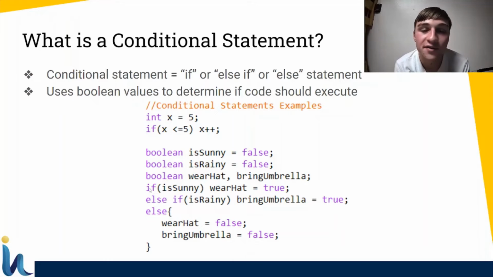Oh, else if. However, if this statement was true, if is sunny was true, you're actually going to skip this else if and else, because else if and else only occur if this initial if was false. And else if is rainy is true, because that's what you assume, and that's how the computer works too. Bring umbrella is going to be true. Well, is rainy is false, so we're going to skip that. Else, so we automatically just do this because else covers everything else. So wear hat is false and bring umbrella is false.